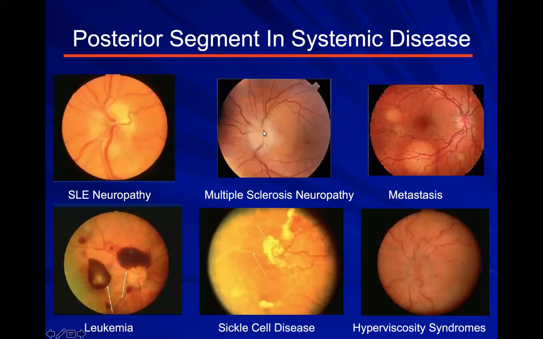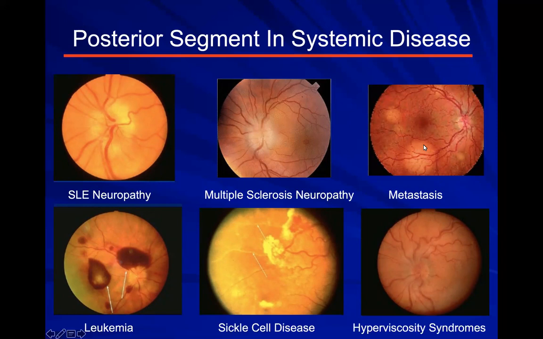Multiple sclerosis. We know about the multiple sclerosis and what you see on your CT scan, MRI finding with the plaques. This also in the eye causes a neuropathy and an abnormal disc, which can affect the vision.